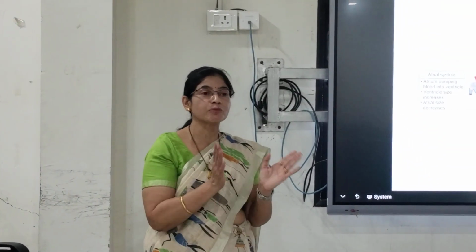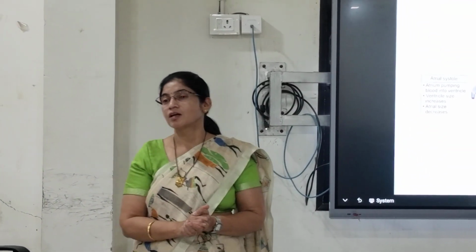Why do these valves get opened and closed? What is the mechanism behind that? How does it happen? There is only a single reason: the pressure difference. Simply the pressure difference. When blood goes from the atria to the ventricle, what will happen? Pressure in the ventricles will increase, and the pressure in the atria will decrease. So with the decrease in pressure in the atria and increase in pressure in the ventricle, the valves will automatically close.